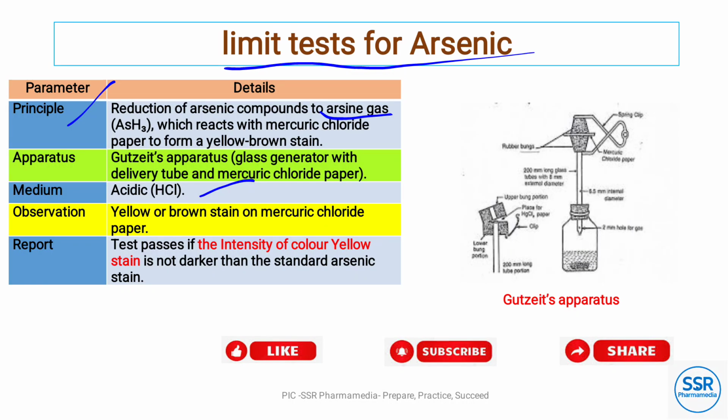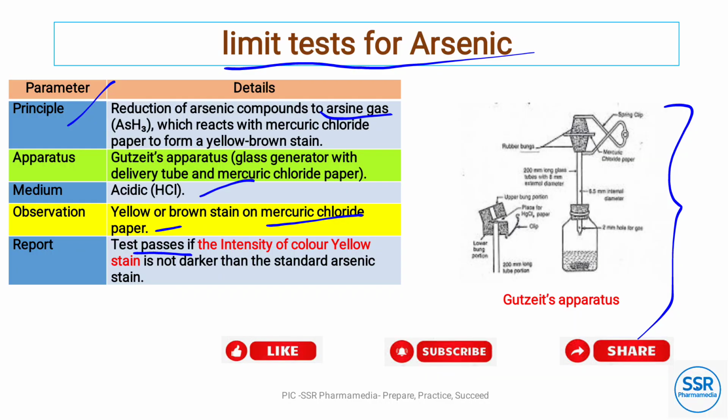And in observations, a yellow or brown stain appears on the mercuric chloride paper. Compare the intensity of the color of the standard with the test. And the report: the test passes if the intensity of the yellow stain is not darker than the standard arsenic stain. So this is the Gutzeit apparatus.